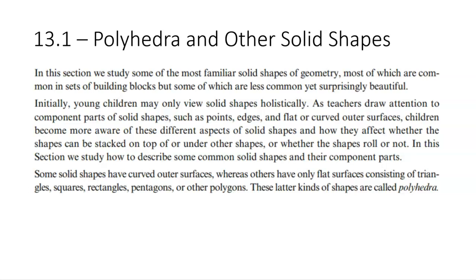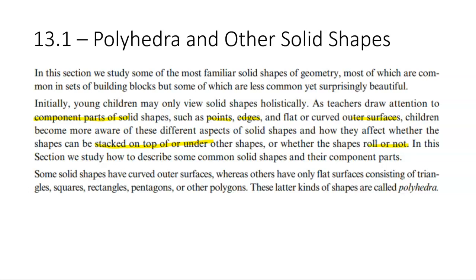Initially, young children may only view solid shapes holistically, right? As teachers, we draw their attention to the components. They may just see, oh, it looks like this. But we're going to bring their attention to the points, the edges, the outer surfaces, and what those look like. And as they become aware of these different aspects and how they affect whether the shapes can be stacked, whether they can roll, those components lead to those understandings, and that's what we're going to be discussing here.